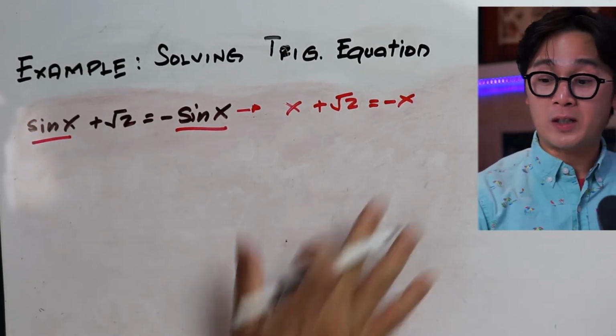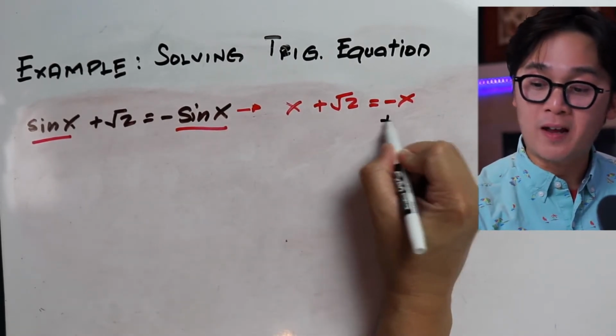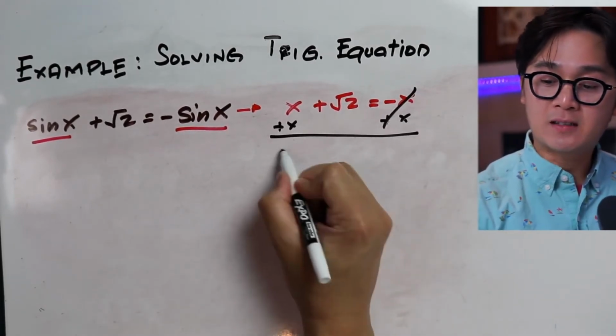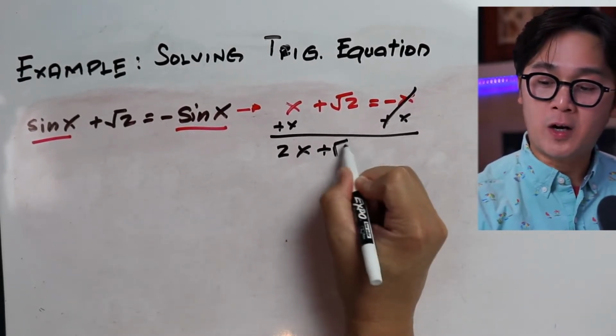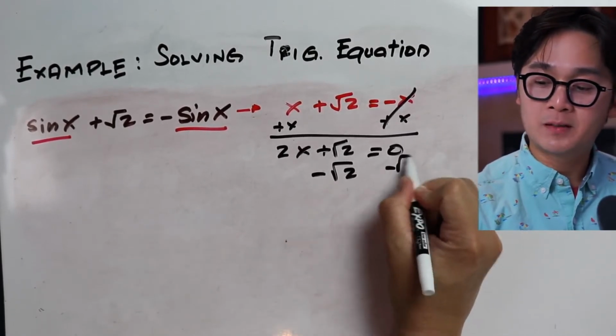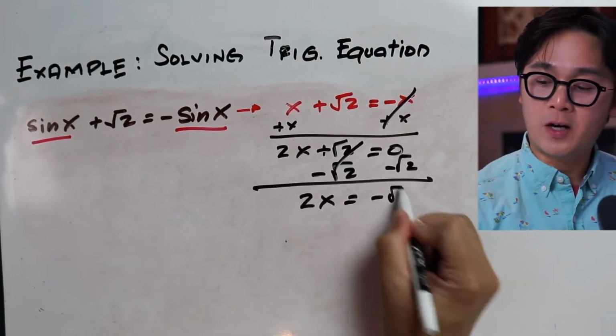So we know that when we solve for x for this particular algebraic equation, we can start with adding x on both sides. So this cancels out and we have 2x plus square root of 2 is equal to 0. And then we subtract square root of 2 on both sides, so that we'll have 2x is equal to negative square root of 2.